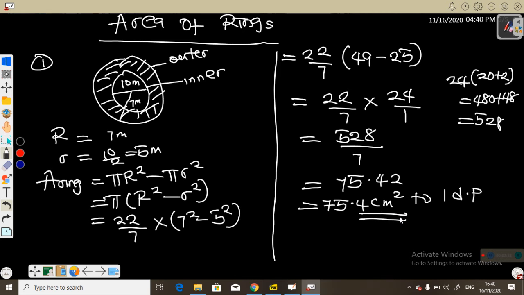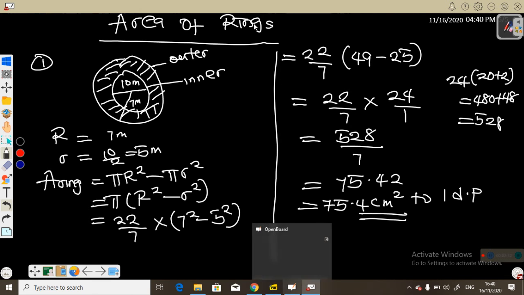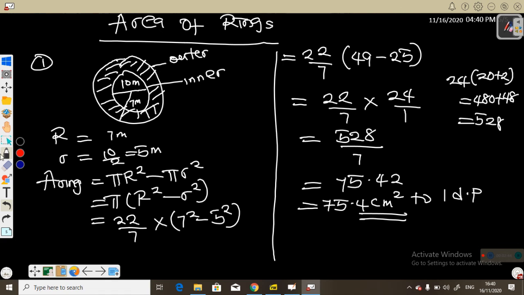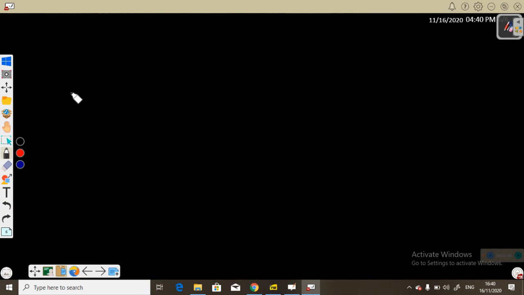So this is just how to calculate the area of a ring. Very simple and straightforward. Subtract the area of the inner circle from the area of the outer circle, and you have the area of the annulus. Now let's consider a case of a sector where you are looking for the area of the shaded portion.